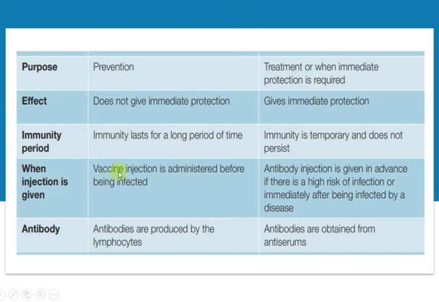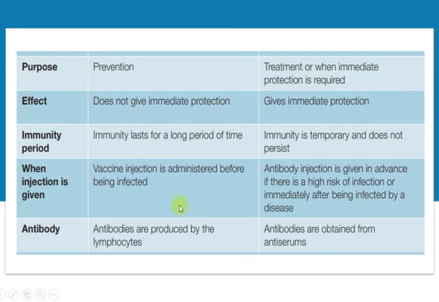The vaccine injection is administered before being infected. Whereas in artificial passive immunity, the anti-serum or antibody injection is given in advance if there is a high risk of infection, or immediately after being infected by a disease.